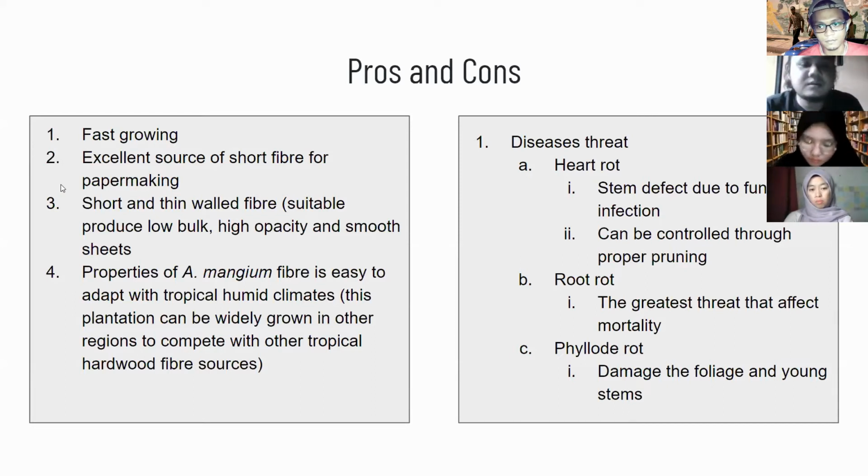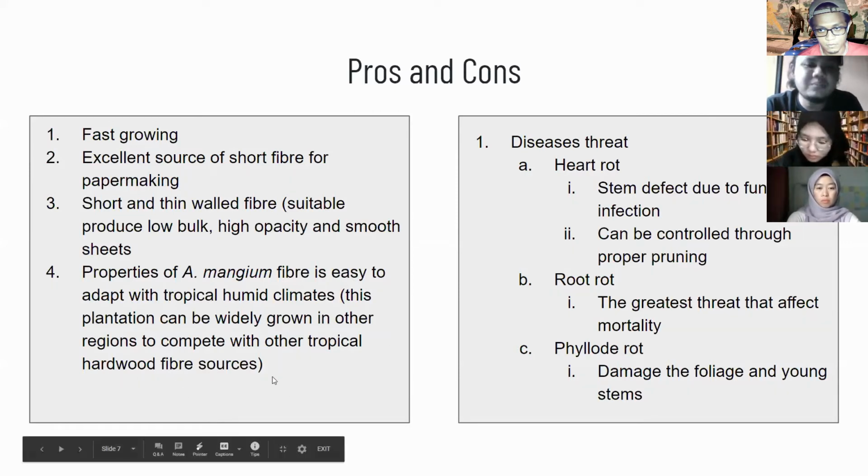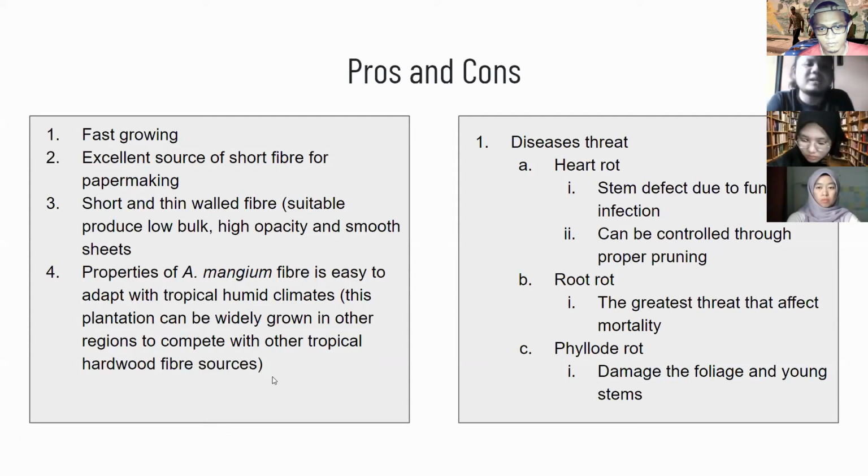Next, it is an excellent source of short fiber for paper making. Short and thin walled fiber, suitable to produce low bulk, high opacity, smooth sheet. The properties of acacia fiber are easy to adapt to the tropical humid climate. This plantation can be widely grown in other regions to compete with other tropical fiber sources.